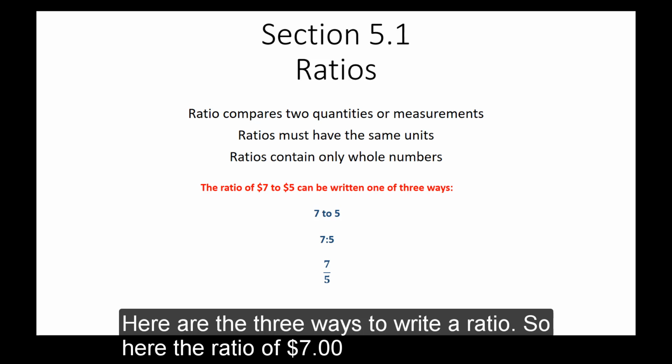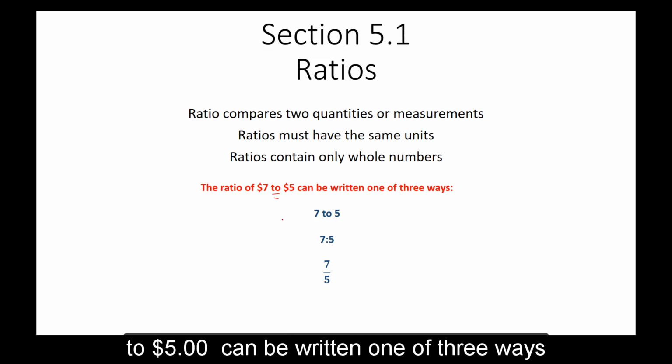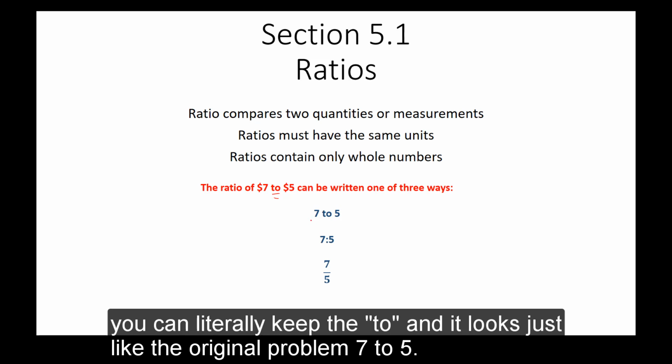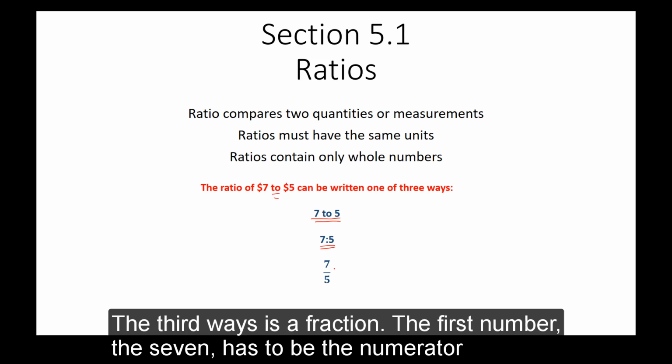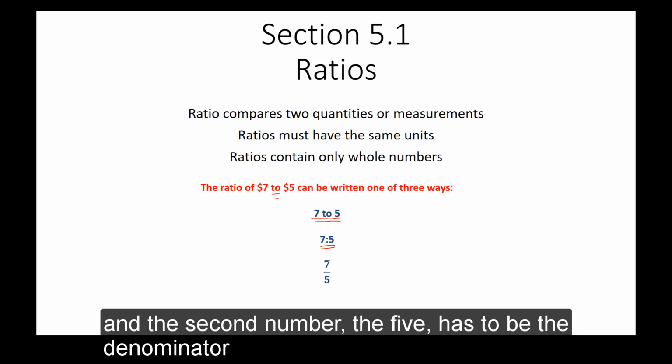So here are the three ways to write a ratio. In this example, the ratio of $7 to $5 can be written one of three ways. You can literally keep the "to" in there and it looks just like the original problem, 7 to 5. Or you can replace the "to" with a colon, but you would still read that as 7 to 5. Or the third way is you write it as a fraction. The first number, the 7, has to be the numerator. The second number, the 5, has to be the denominator.